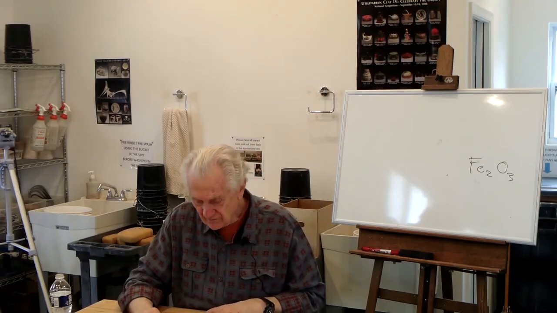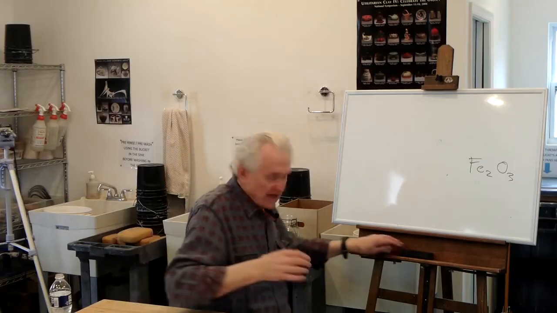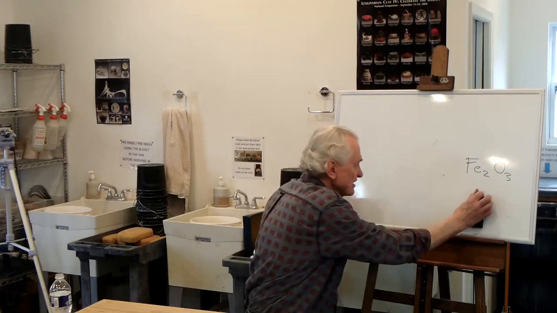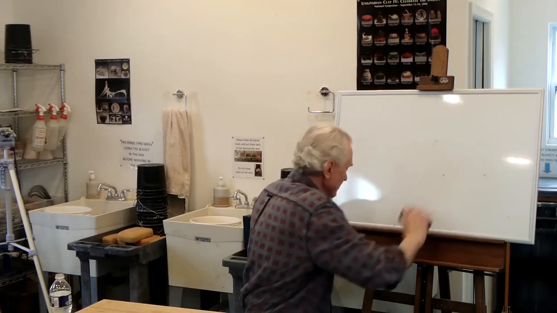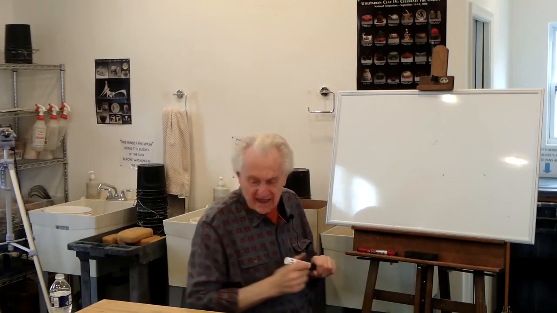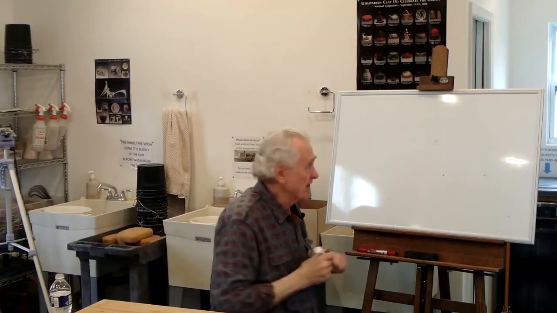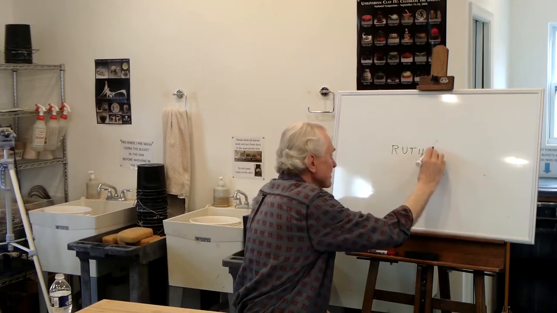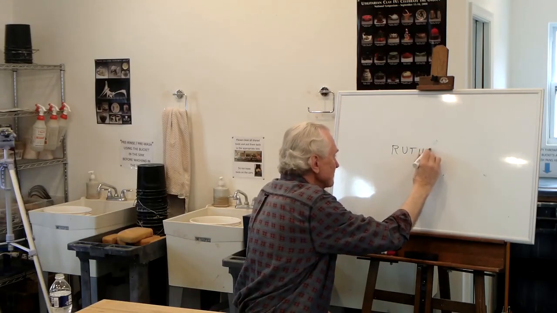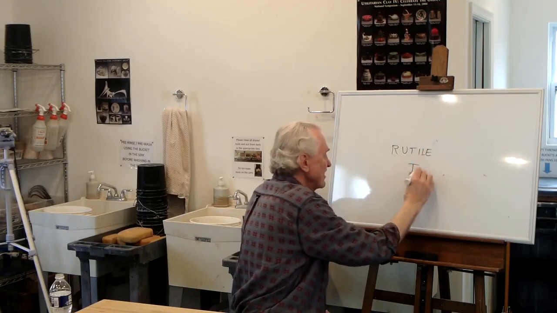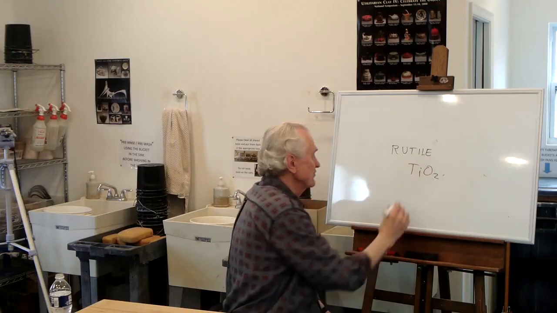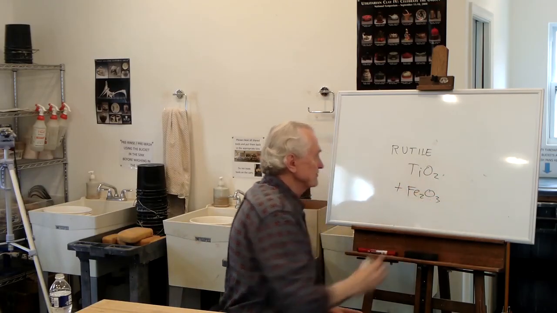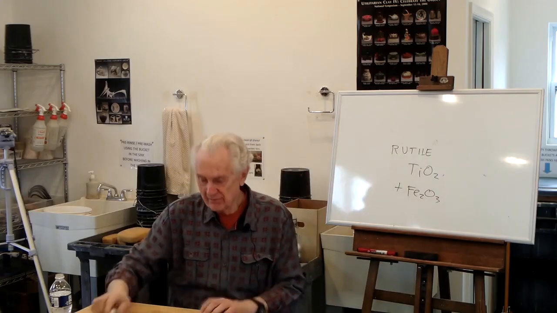Rutile. So we're getting into some other colorants. Rutile is another naturally occurring mineral, and I've got a rutile crystal back there. Rutile consists of titanium oxide, TiO2, plus some iron oxide right in the same mineral as a naturally occurring impurity.